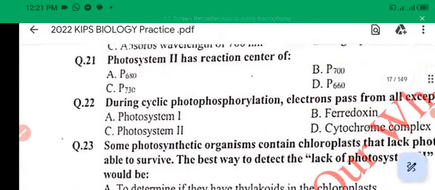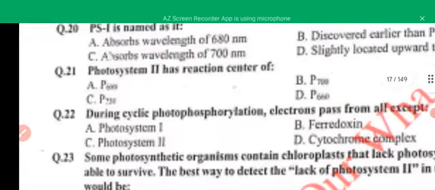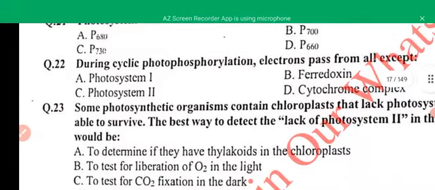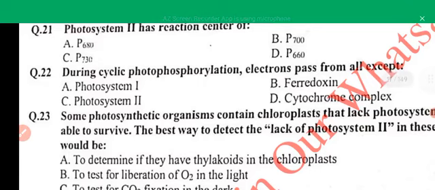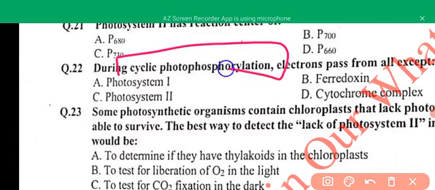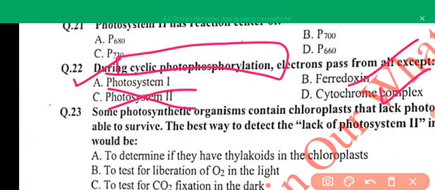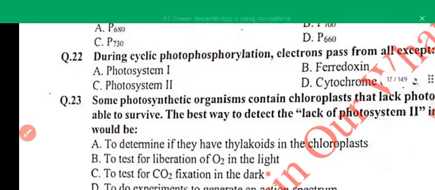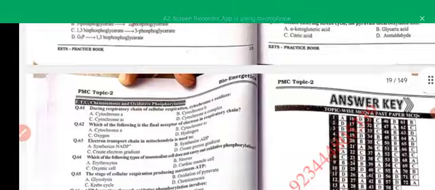Then we come to another MCQ, number 22. During cyclic photophosphorylation, electrons pass through all except which? They pass through photosystem 1, yes. Photosystem 2, no, they do not pass through photosystem 2. Ferredoxin, yes. And the cytochrome complex, yes. So the correct option is photosystem 2, where the electron does not pass. Question 22, the correct option is C.